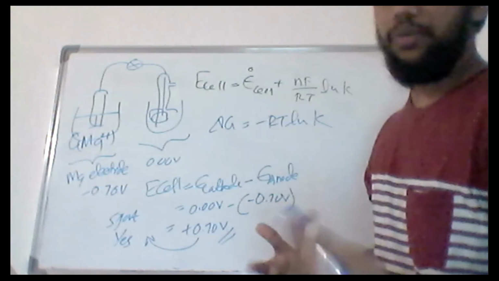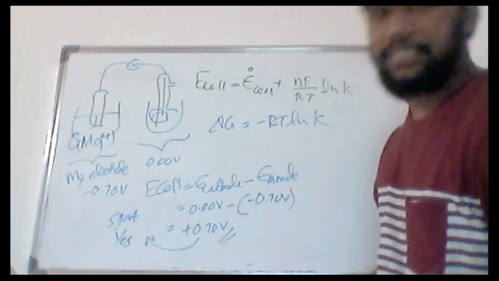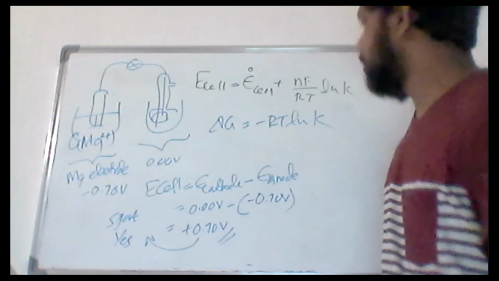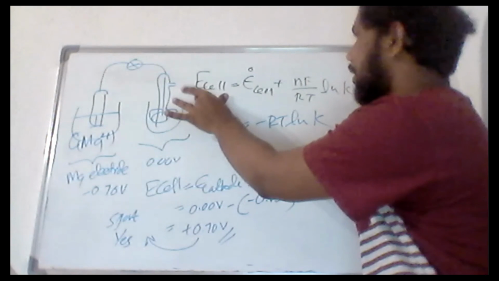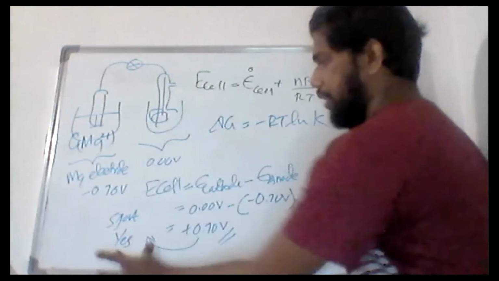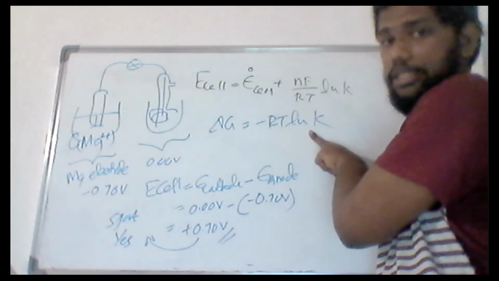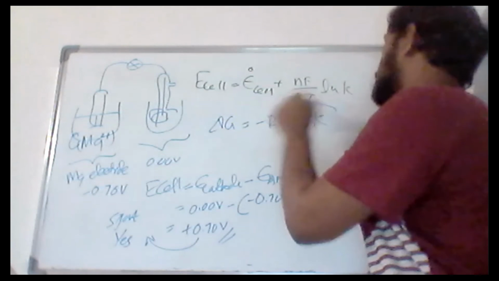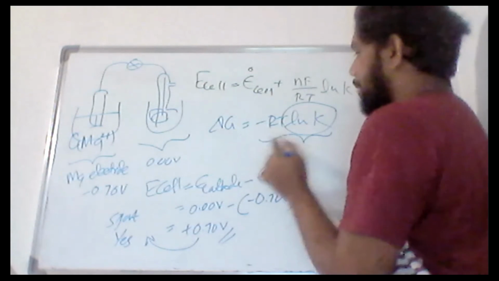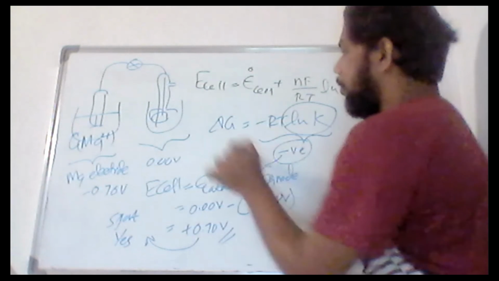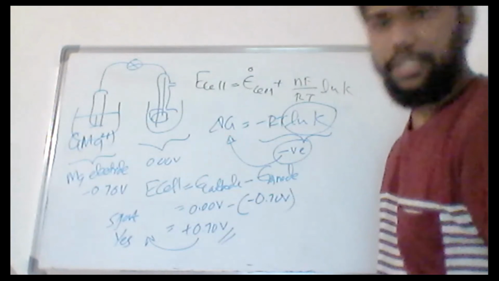These two you don't need to remember. This is at university level. I am going to tell why this is spontaneous. When E cell becomes positive, the equilibrium constant K is large in this equation. And if the equilibrium constant is large, this entire expression becomes negative. Therefore, delta G becomes negative, which means the reaction is spontaneous.